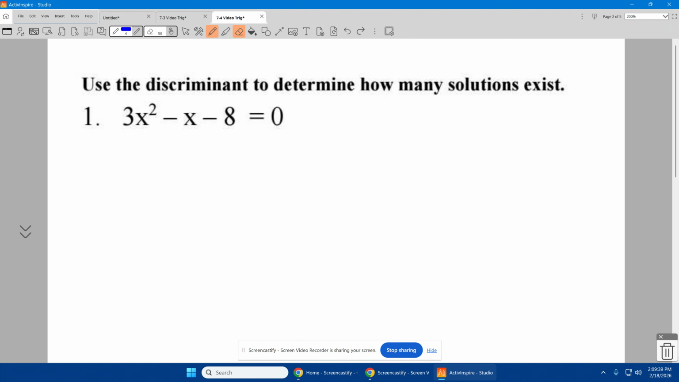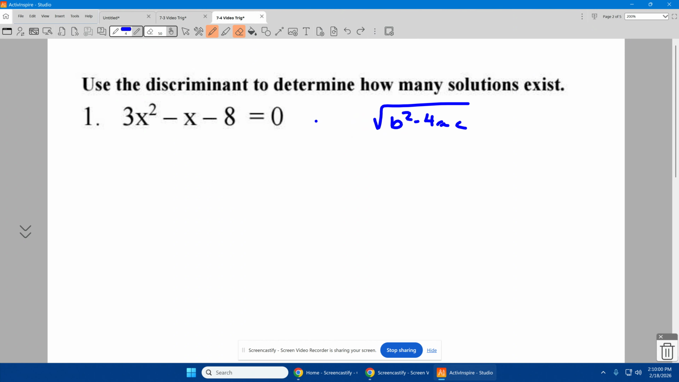Now, to do that, in the quadratic form, you have the opposite of b plus or minus square root b squared minus 4ac all over 2a. That solves the whole thing. But what we realize is the only part we have to worry about is really this b squared minus 4ac, because if that's negative, there's no real number solutions.